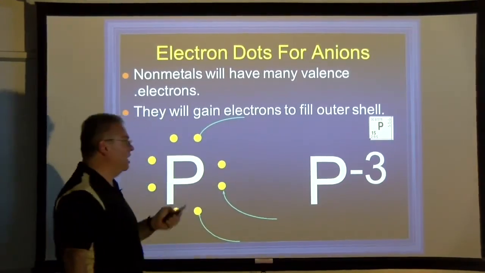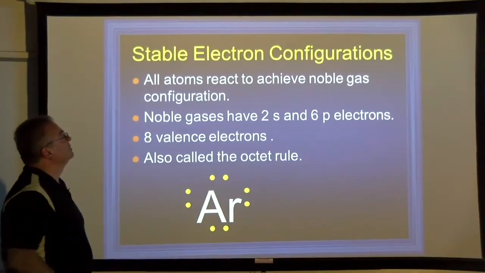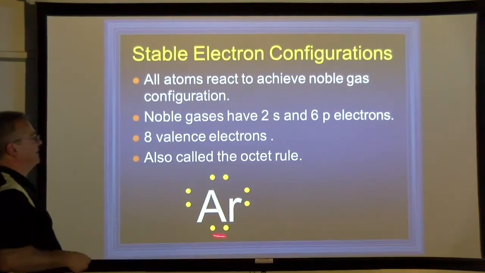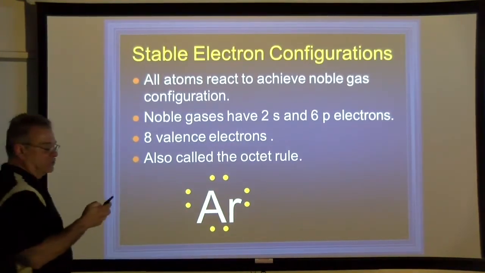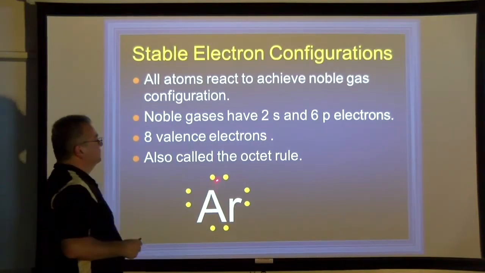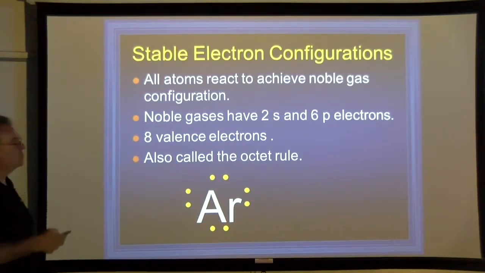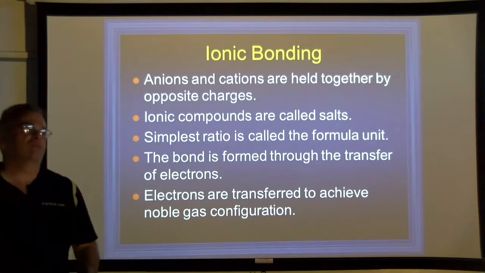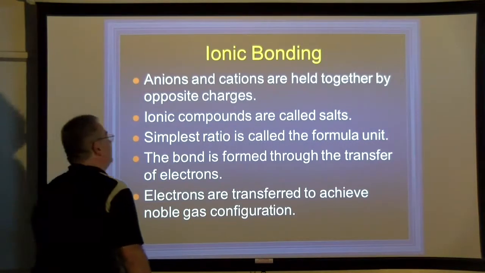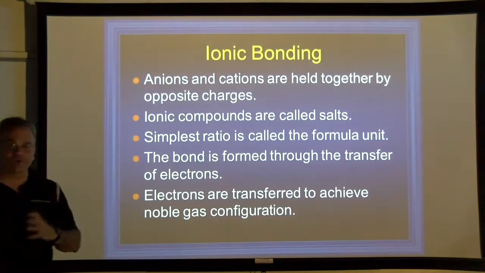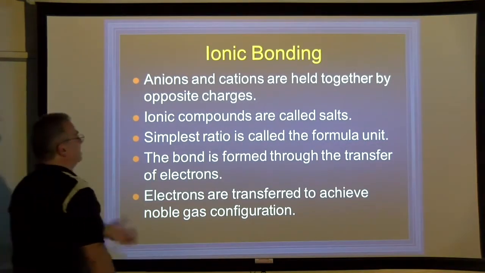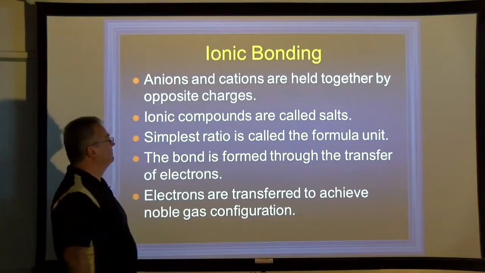And the Regents loves to draw ionic compounds. Remember that the reason why the nonmetals are gaining electrons is they want to look like an argon Lewis dot structure. Right? This guy has 8 in its outer shell. The term ionic bonding refers to the attraction between the ions that are created between the metal and the nonmetal, or the metal and the polyatomic ions, which we'll talk about in a minute.